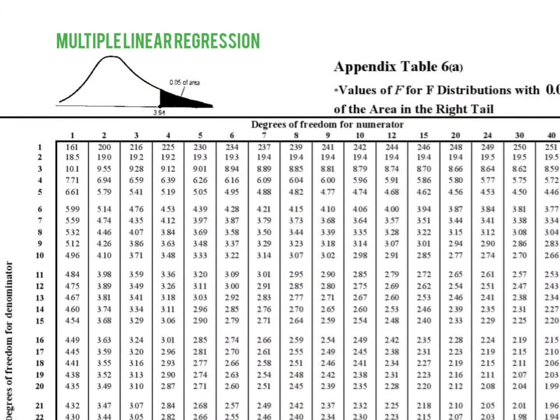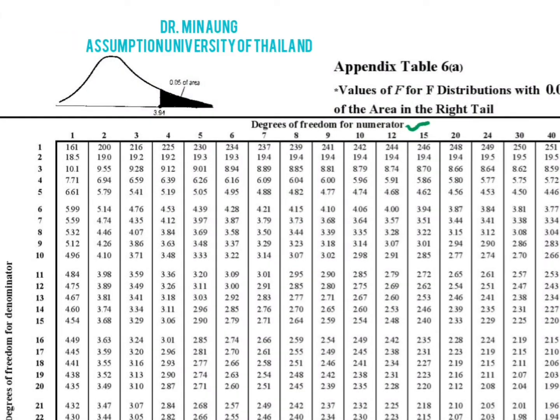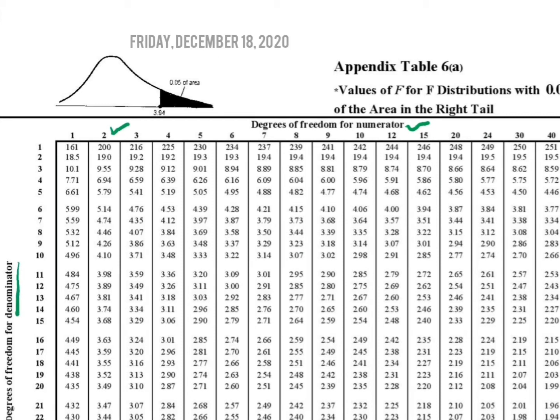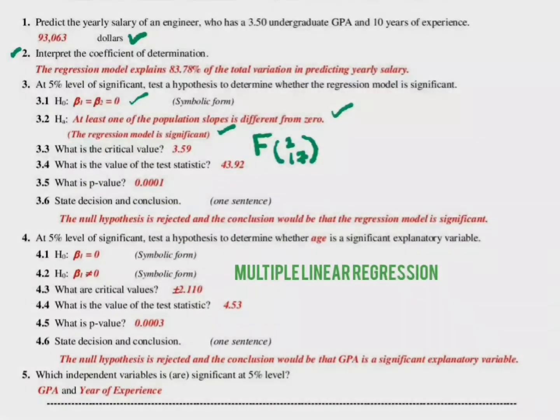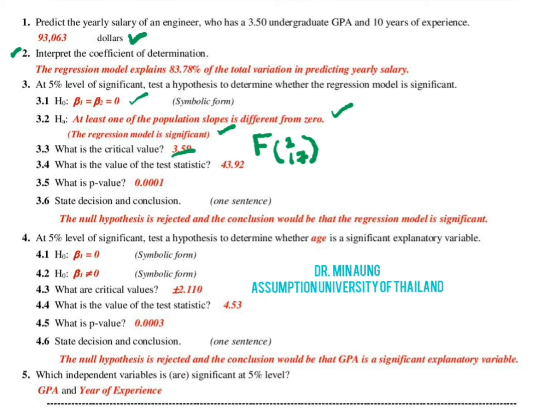Degrees of freedom for numerator 2, x1 x2. Degrees of freedom for denominator n minus k minus 1, 20 minus 2 minus 1, 17. So the critical value is 3.59. On the right of 3.59 is the rejection region. Now you see the critical value is positive 3.59.